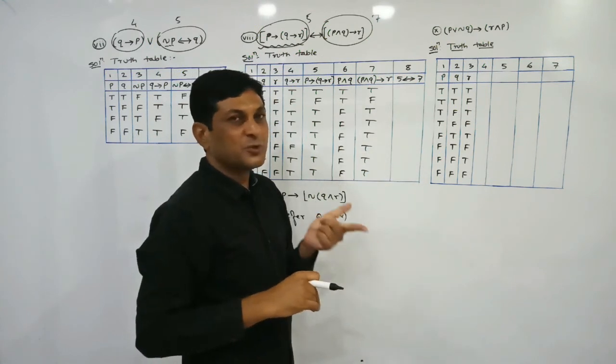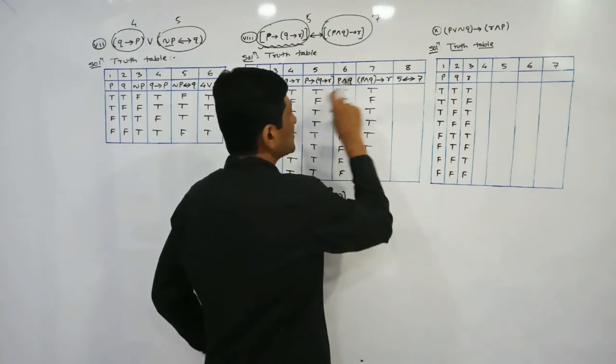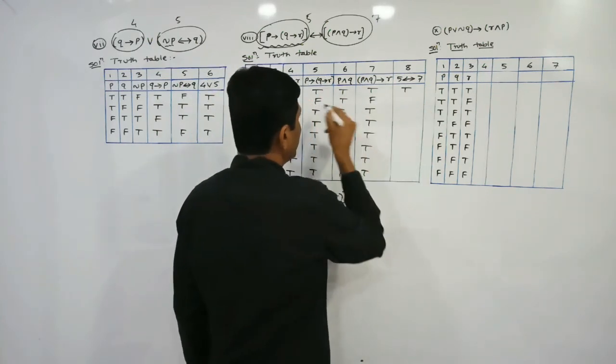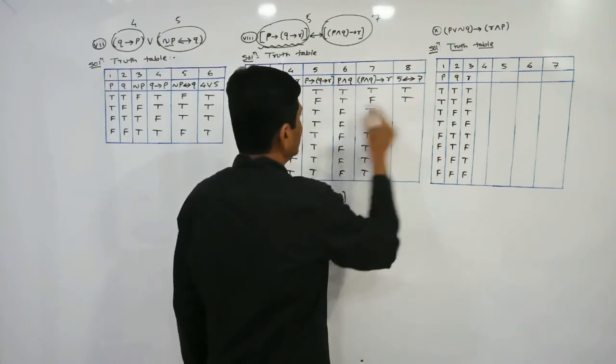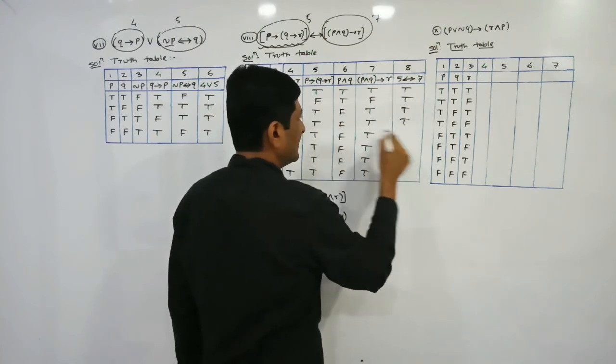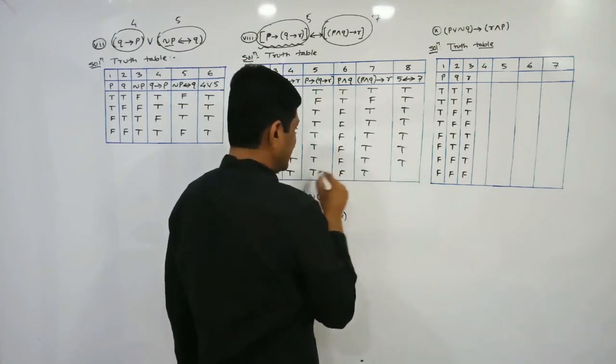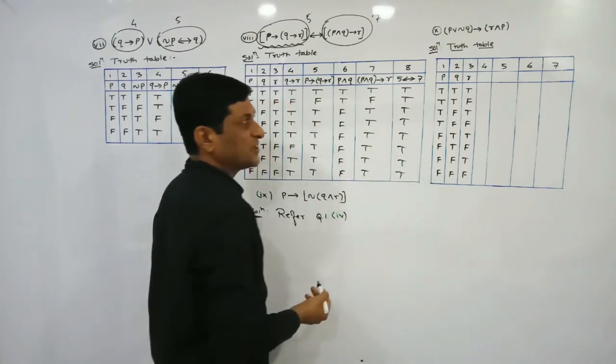Observe the truth values, double implication is there. At that time, if the truth values are identical, the double implication is true. So identical, here also identical. Here also the truth values are identical, again identical, again identical. Identical means exactly the same. At that time the double implication will be true.